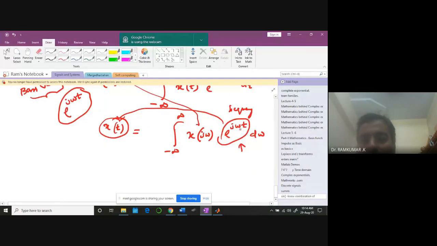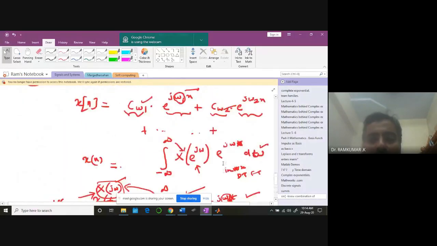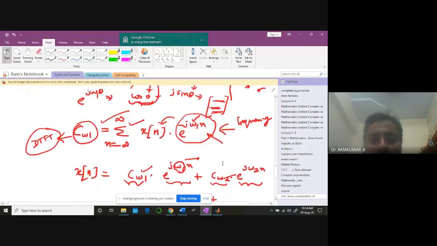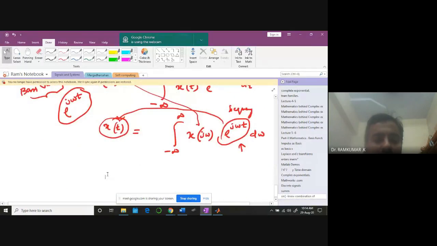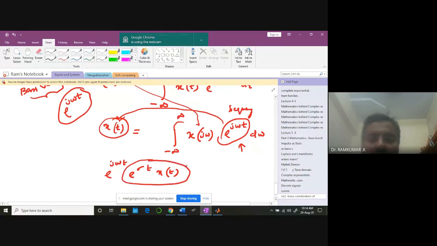For each value, omega is varying, so I'll be collecting the final expression. But if I slightly modify this and include the term e power alpha t along with my x of t, if I multiply my signal with this, I'll be getting the Laplace transform.